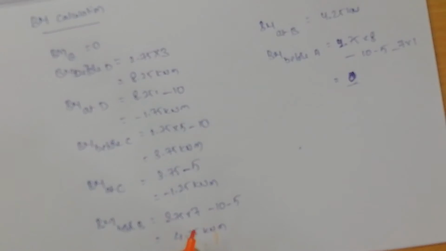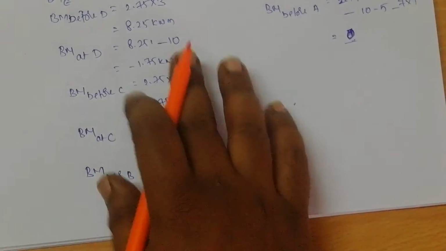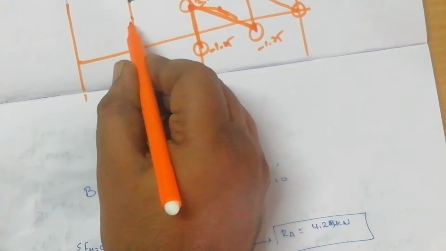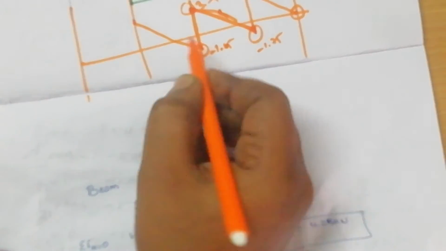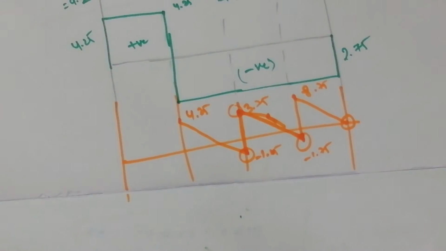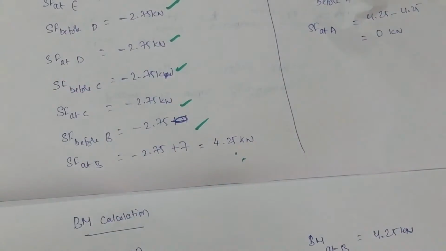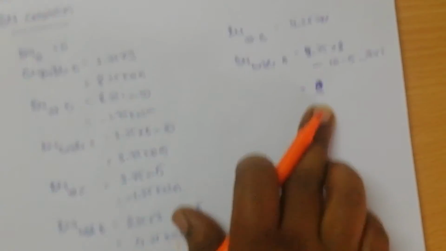Next, from minus 1.25 it has to go to 4.25. From here to here the value is 4.25. From here it should come to 0. Let us check the value. Yes, this is 0 itself. So we have got this.